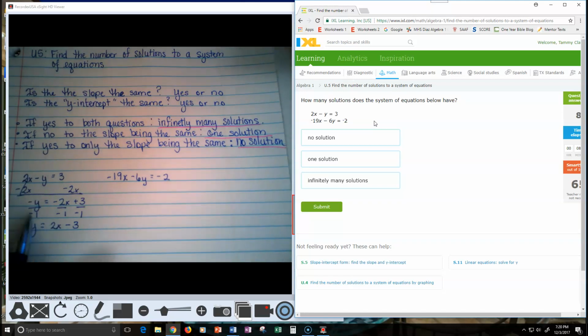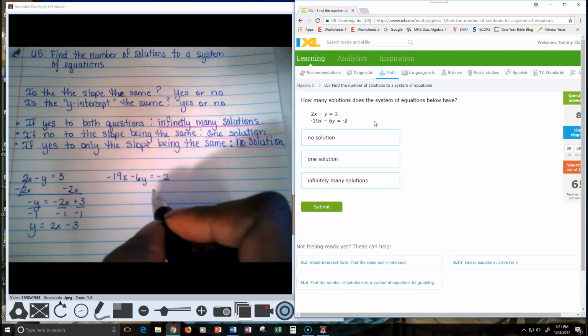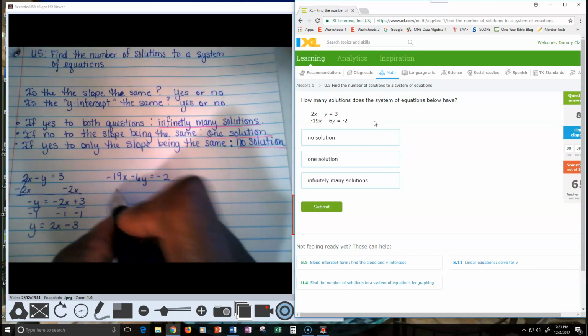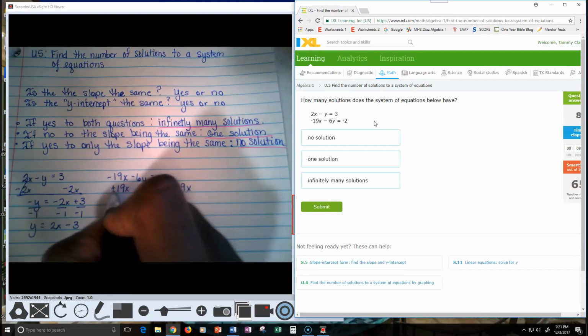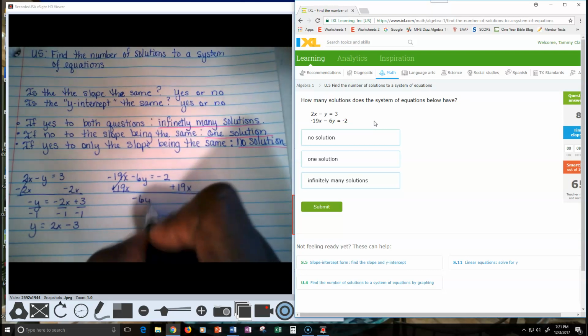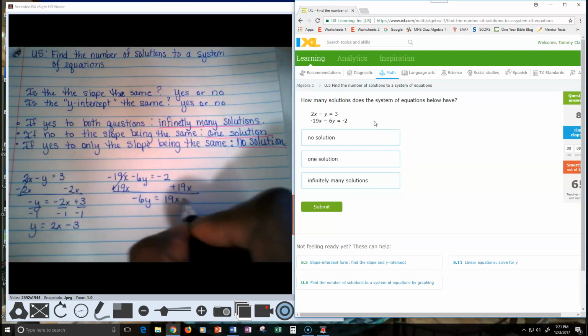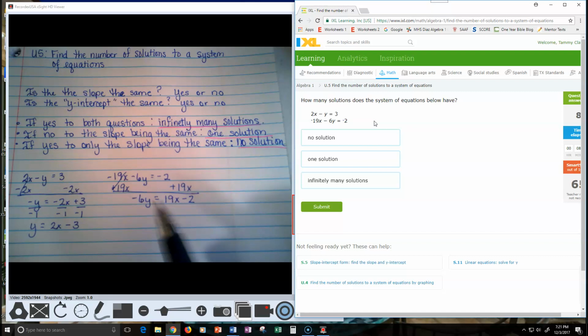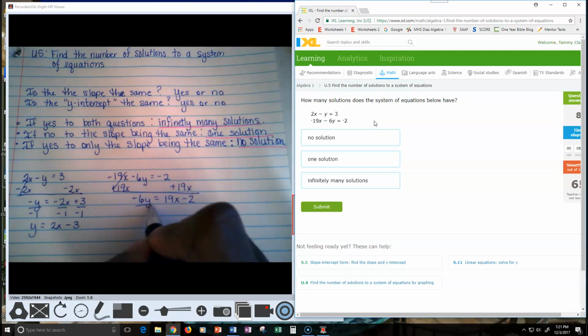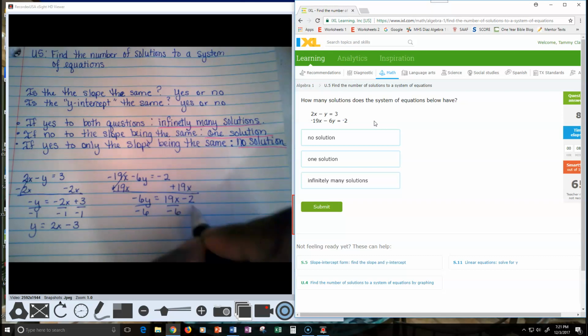I did that because a negative divided by a negative is a positive. A positive divided by a negative is a negative. I'm going to do the same thing for the other equation. So I'm going to add 19x to both sides of the equation. And I'm left with negative 6y is equal to 19x minus 2. Now, I really could stop right here because it doesn't look like my slope is going to be the same. But just so that we make sure we check ourselves, because that's what good mathematicians do, let's go ahead and divide by negative 6 for each term.